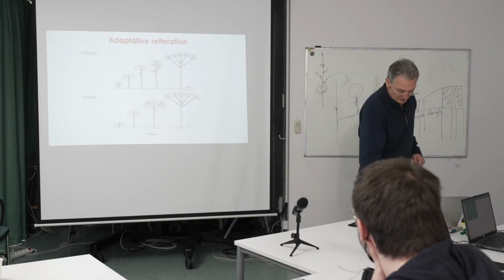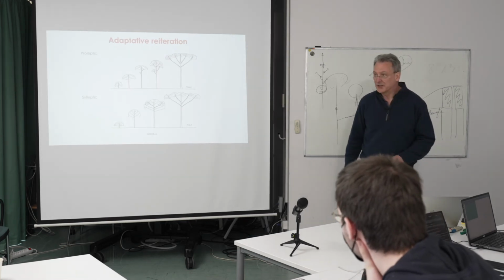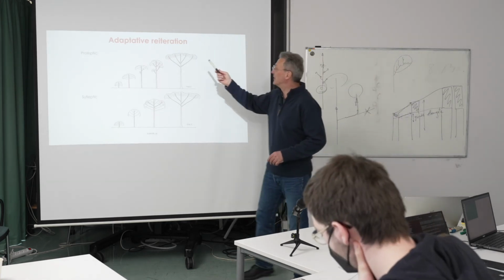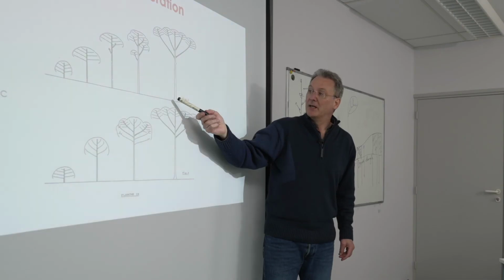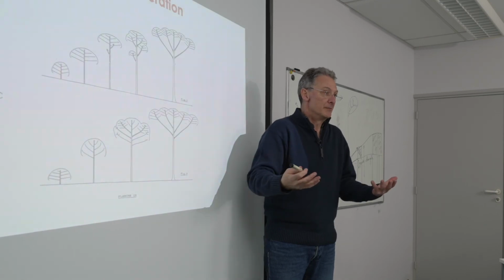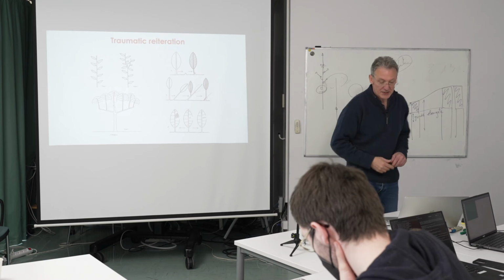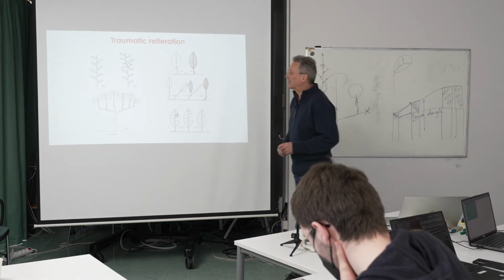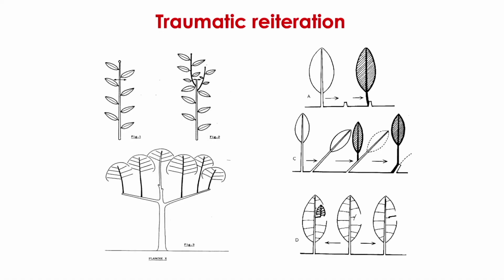Okay. So this was reiteration. This is called adaptive reiteration, and this occurs in a natural manner in many trees. But you can have what is called traumatic reiteration, subsequently arriving due to the pruning or to an accident occurring on some stem of the plant.